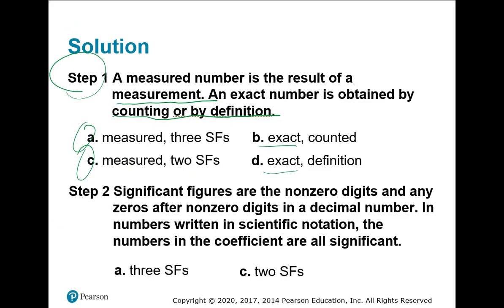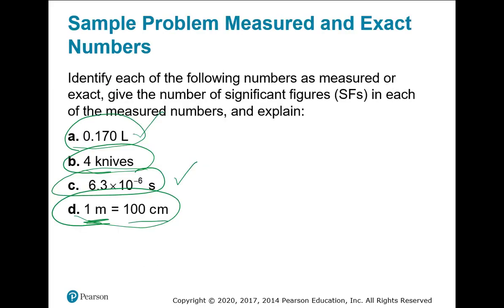So let's look at this number of significant figures. A has 3 significant figures. That 0 does not count, it's leading. So 1, 2, 3. C has 2 significant figures. We count what's in the scientific notation.